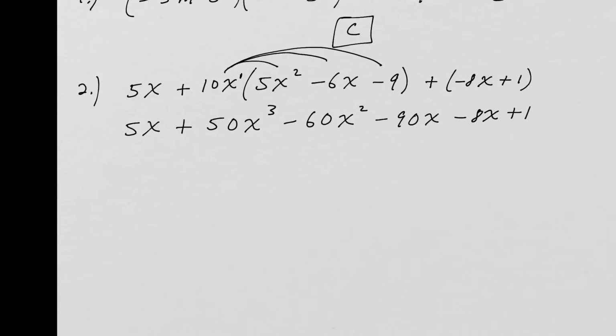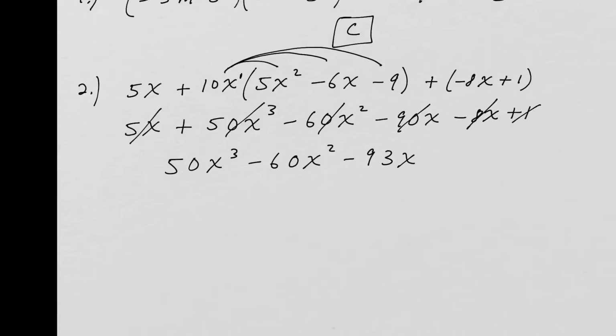Okay, now I would combine like terms, right? So it looks like I only have one cubed term. So 50x cubed. Then squared terms, actually it looks like I only have one squared term as well. So negative 60x squared. But then x terms, linear terms, I have 5x minus 90x. So 5 minus 90 is negative 85. And then another negative 8x. So negative 85 minus 8 is going to be negative 93x. And then for constants, I still have that plus 1. So that would be my answer. So in this case, it looks like B would be the correct answer.